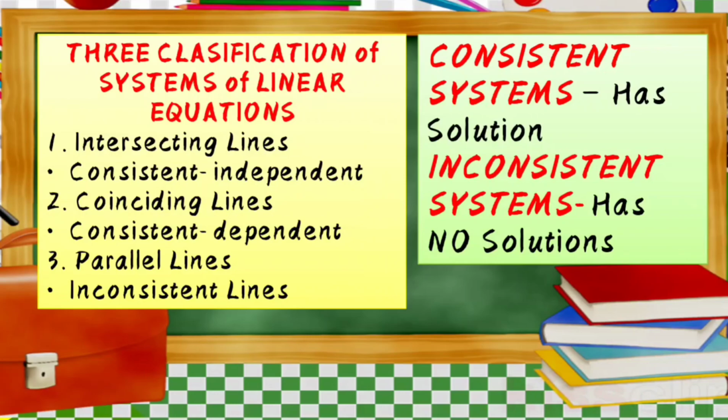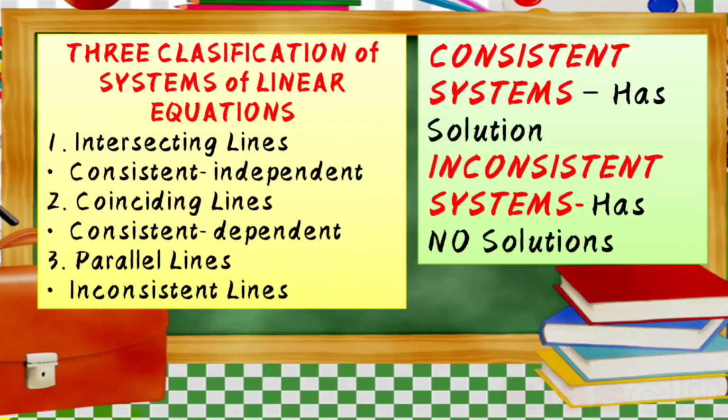Ano bang pagkakaiba ng consistent at inconsistent systems? So pag sinabing consistent systems, meron siyang solution. So ang consistent system sa dalawang classification ng systems of linear equation ay intersecting and coinciding lines. But intersecting lines is consistent independent. Bakit siya independent? Ibig sabihin, nag-intersect siya o nakapag-create siya ng dalawang lines na nag-intersect to each other. Pero meron siyang solution. Ang coinciding naman, consistent pa rin at meron solution but dependent.